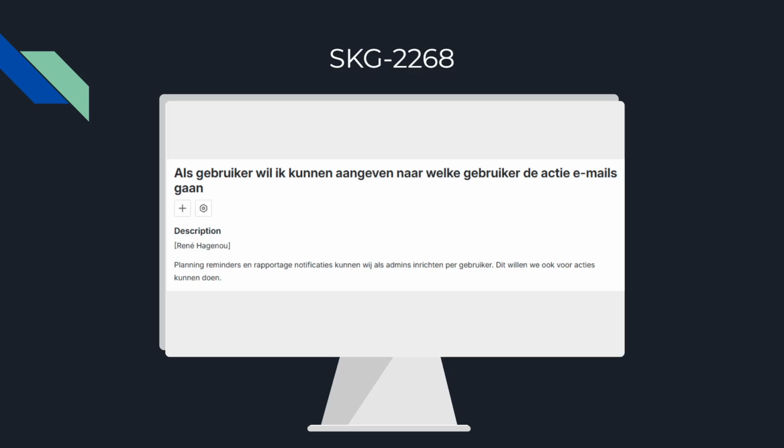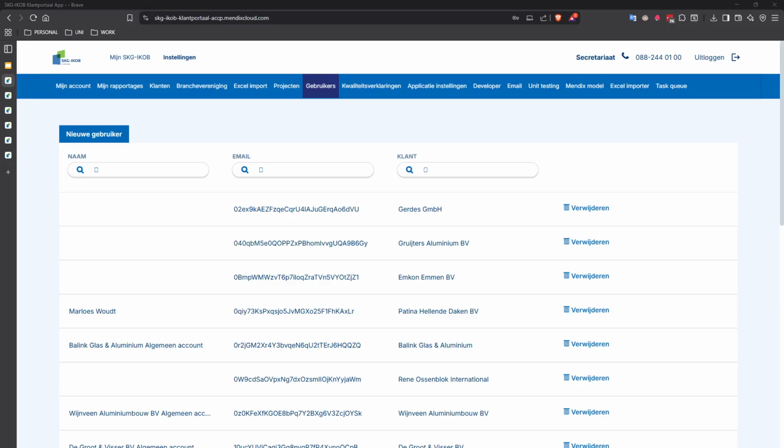Now, the final feature that we have implemented for this release involved adding an option to make it possible for the administrators to select which users should be able to receive emails about actions whenever these action emails are sent. So now to take a look and demonstrate this, we are here in the Clown portal. I've logged in as myself as an admin.